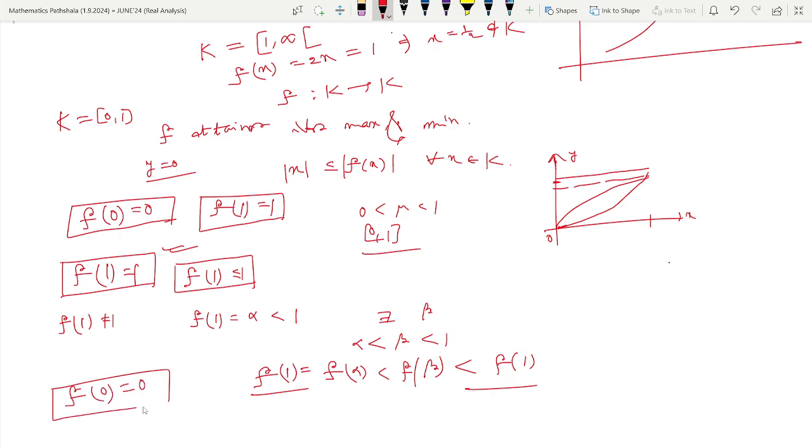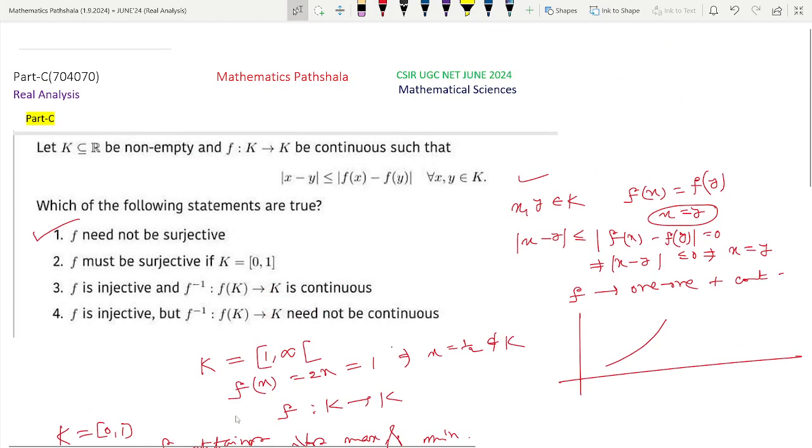Now 0 and 1 have pre-images, 0 and 1, and any point that lies between 0 and 1 also has a pre-image, as f is continuous on the closed interval [0, 1]. So f must be surjective. So option 2 is the correct option. But keep in mind, when K is a closed and bounded interval, then f is surjective in this case.